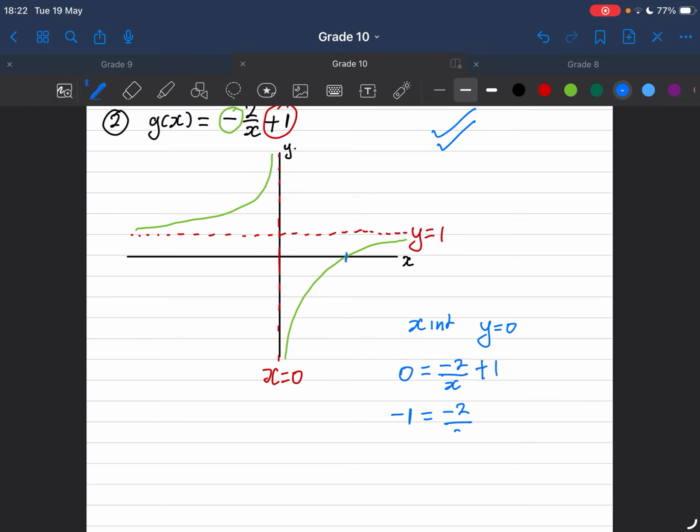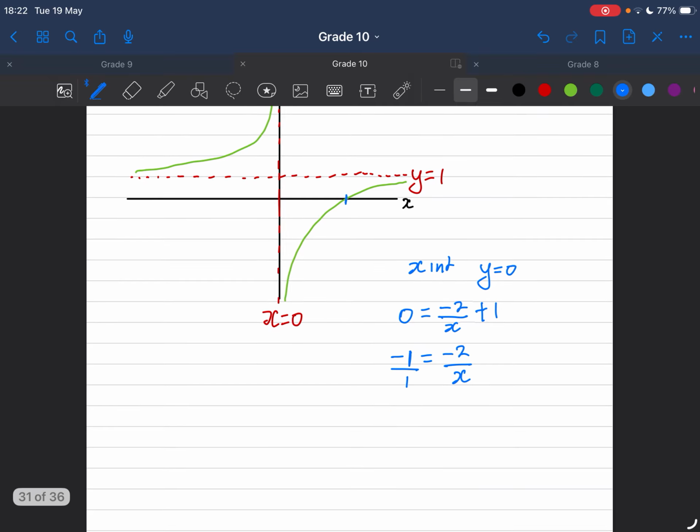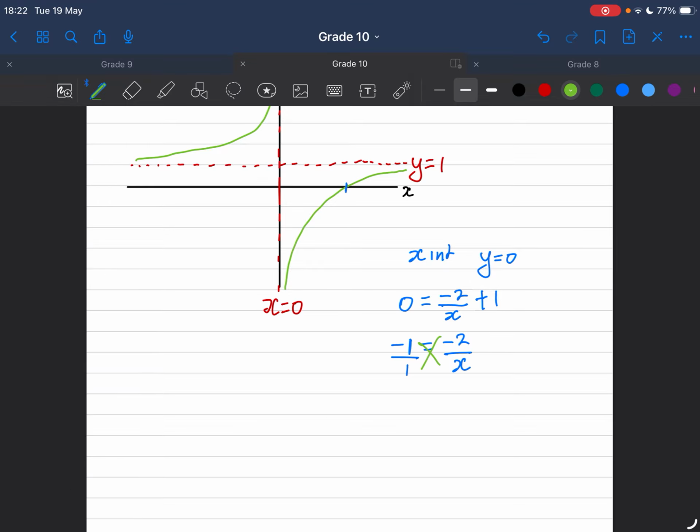So you got negative 2 over x over 1 on the left, and then you cross multiply. So you can say negative 2 is equal to negative x. So x is equal to positive 2. Divide both sides by negative 1, and your answer goes there.